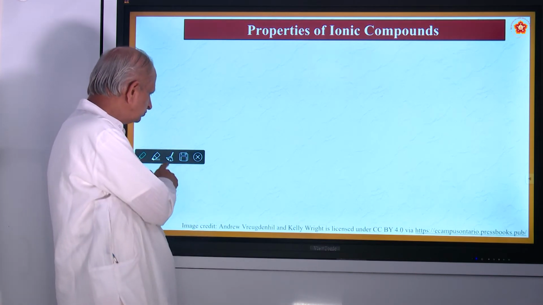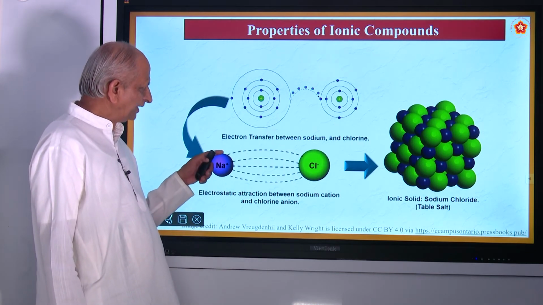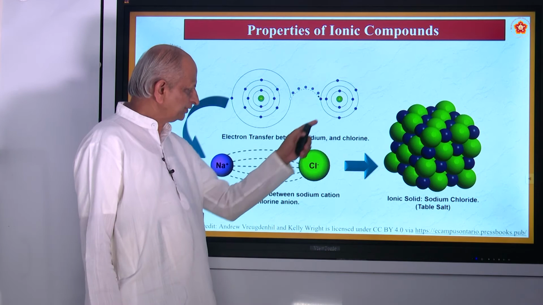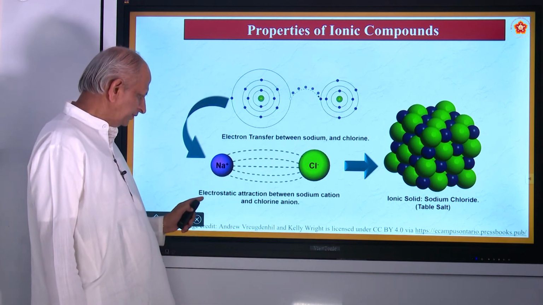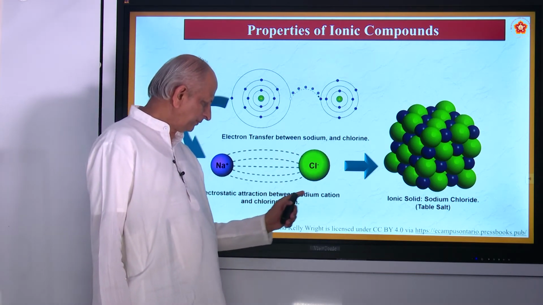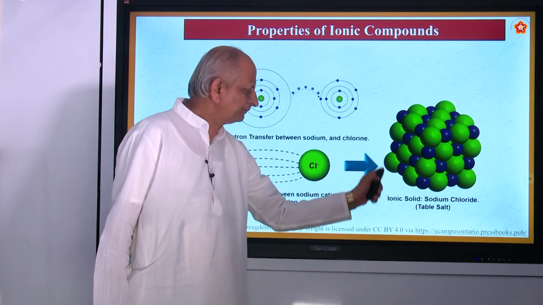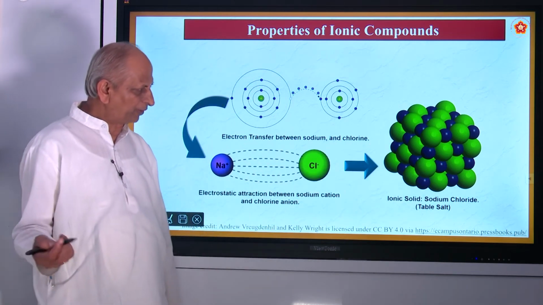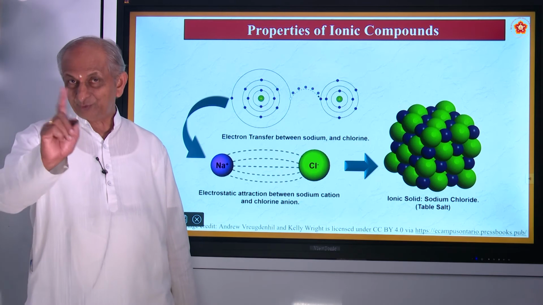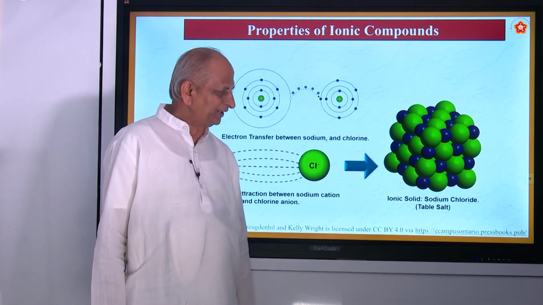And now, one more property. So this is how the transfer of ions takes place. Sodium gives out electrons. Chlorine absorbs electrons. This is the force of attraction between the two. Electrostatic attraction between sodium cation and chloride ion. Okay, and hence they form what is called salt. In powder form, it is called table salt. White in color. But don't confuse it with sugar. Sugar is sweet in nature. Salt, sodium chloride, is salty in nature.